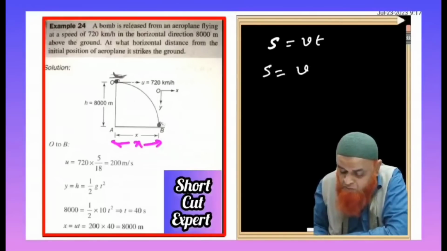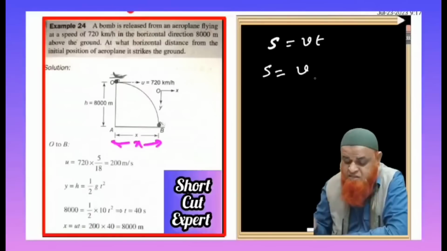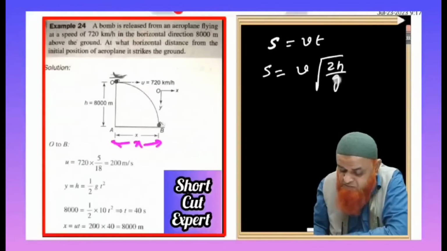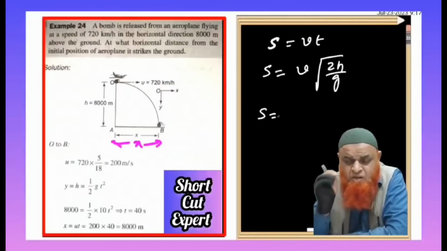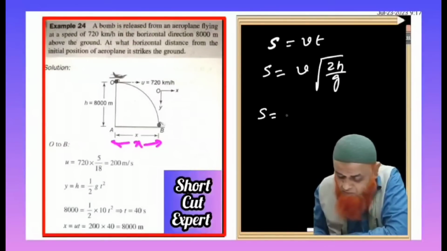Here, time means you have to take the time of flight. And you know the formula for time of flight? You just have to write square root of 2h by g. That's it. Enough. Your answer is ready. So s is equal to velocity times that time. What is the velocity?